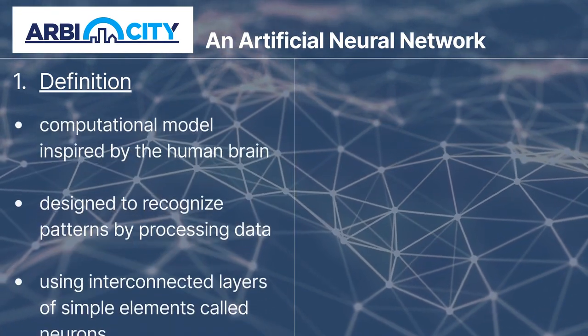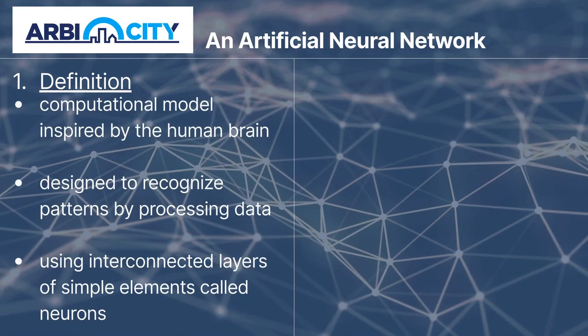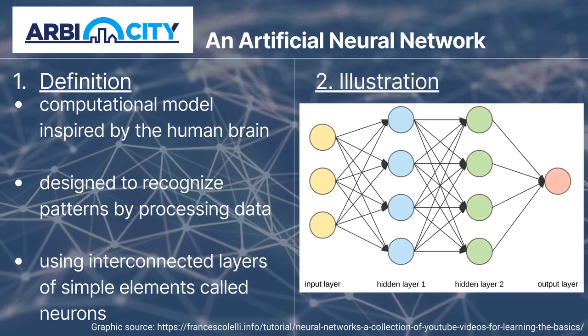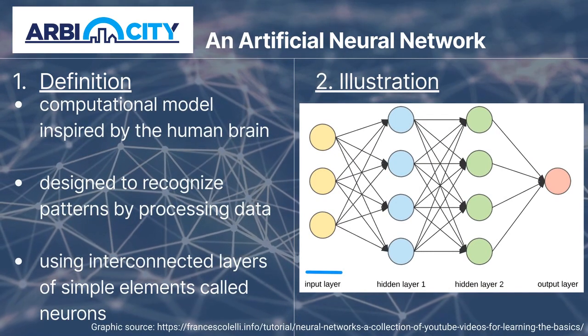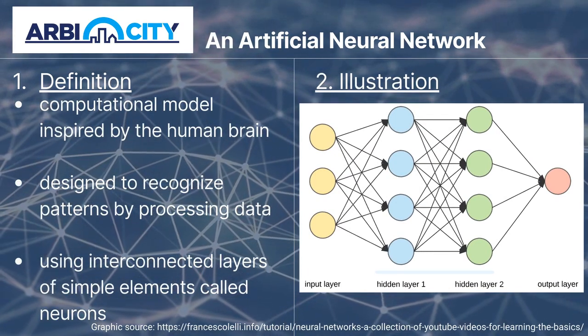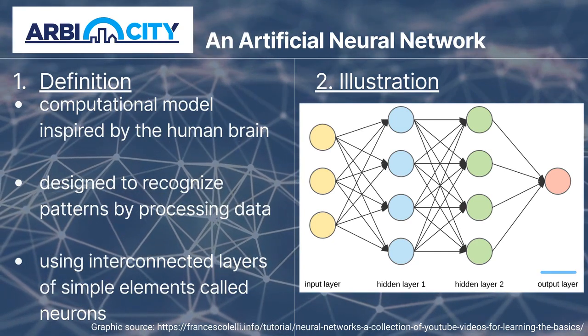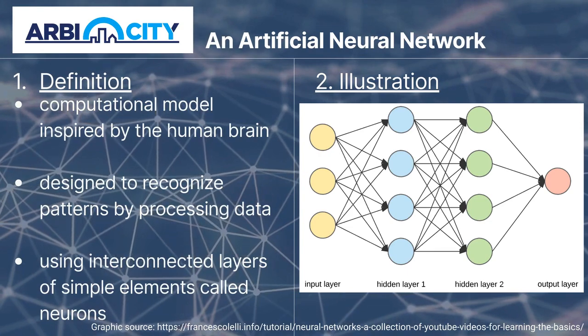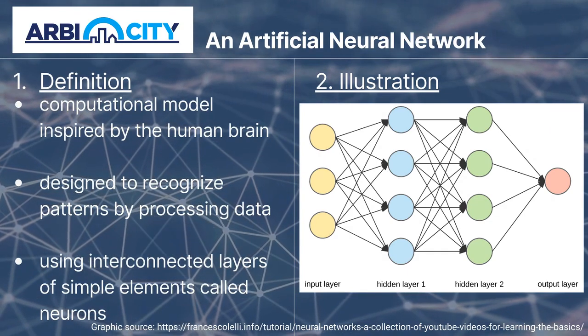An artificial neural network is a computational model inspired by the human brain, designed to recognize patterns by processing data through interconnected layers of many simple elements called neurons. For illustration purposes, here is a simple neural net showing an input layer on the left, where the data comes in, two middle layers that process the data, and a layer on the right containing the output. It actually takes only a few lines of computer code to create the structure of this simple network.